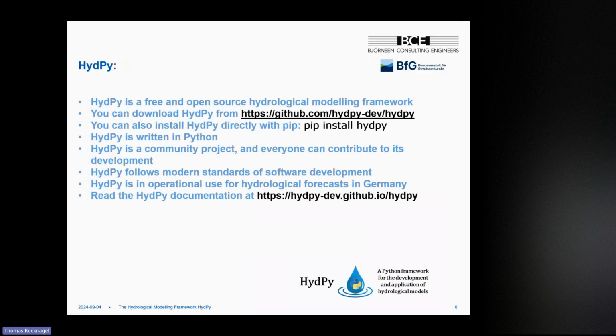So what is HydPy? HydPy is a free and open source hydrological modeling framework. You can download it from GitHub, but you can also install it directly with pip. So as you might have got now, HydPy is written in Python. It's a community project. Everyone can contribute to its development. It follows modern standards of software development. And it is already in operational use for hydrological forecasts in Germany. The second link is the link to the HydPy documentation.